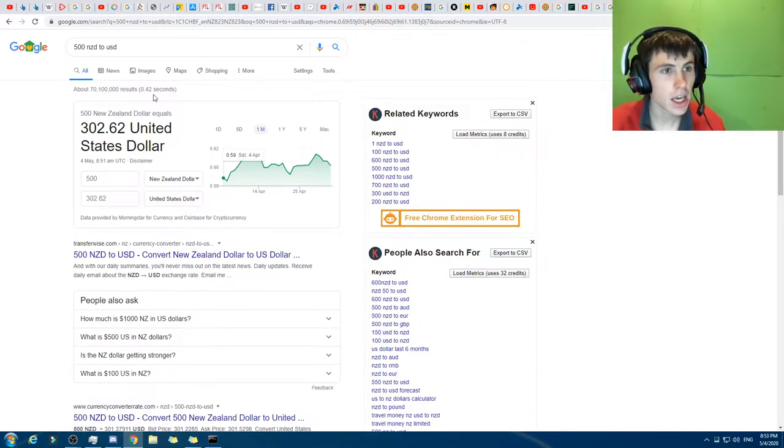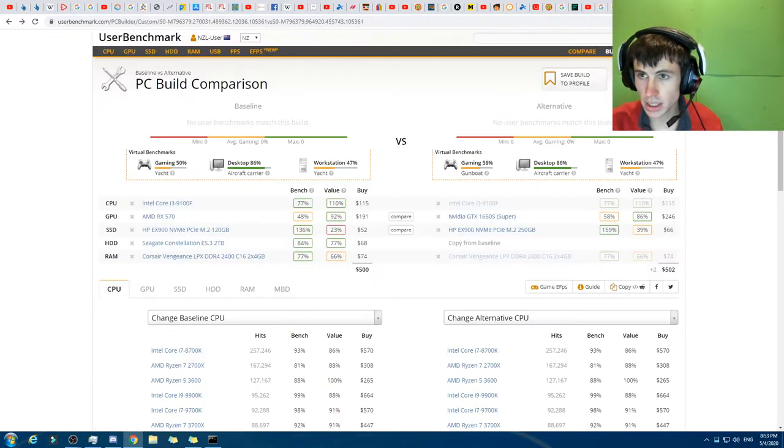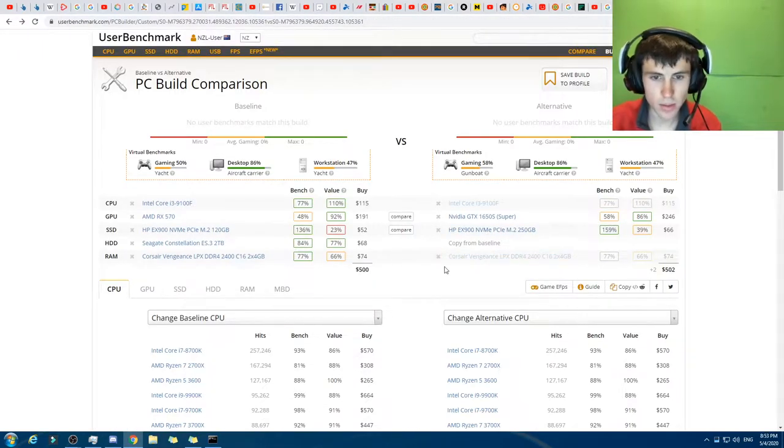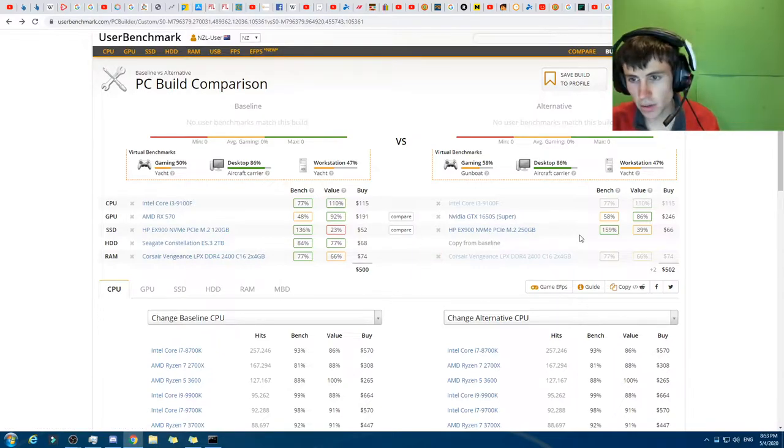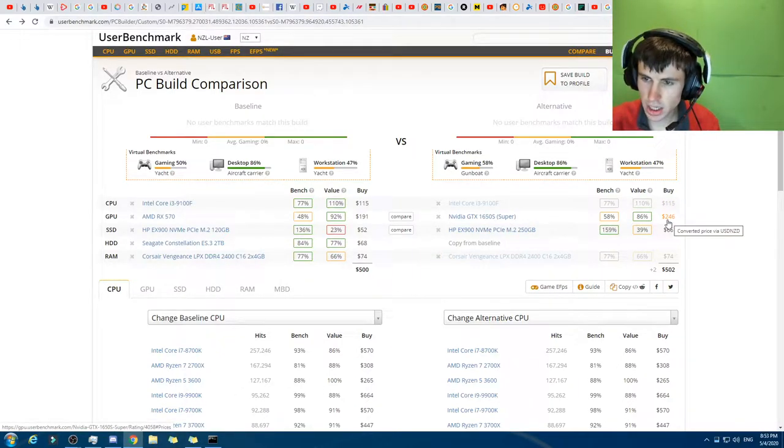So, as you can see, $500 from yesterday is about $300. If we exit that one here, these were the two we came up with yesterday. With a $500 New Zealand budget, which is about $300, these are the two. If you had to have every part, this is the computer I'd choose. If you didn't have to have all the parts, I'd probably go with this one. Technically, you could put a really good CPU and skip the graphics card. But these are the two I decided.